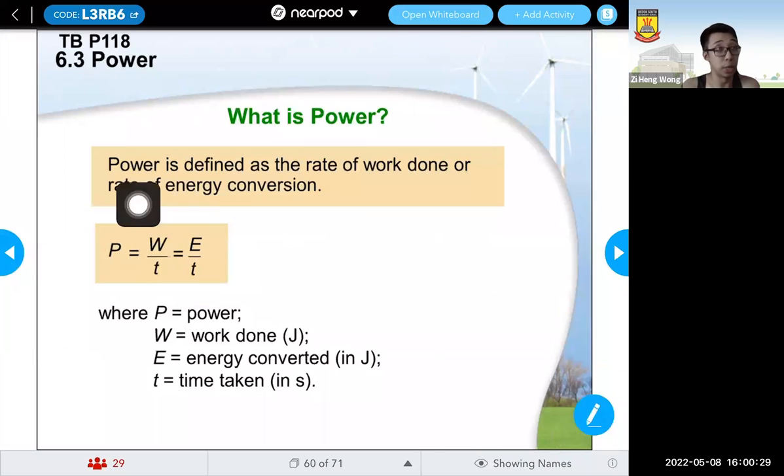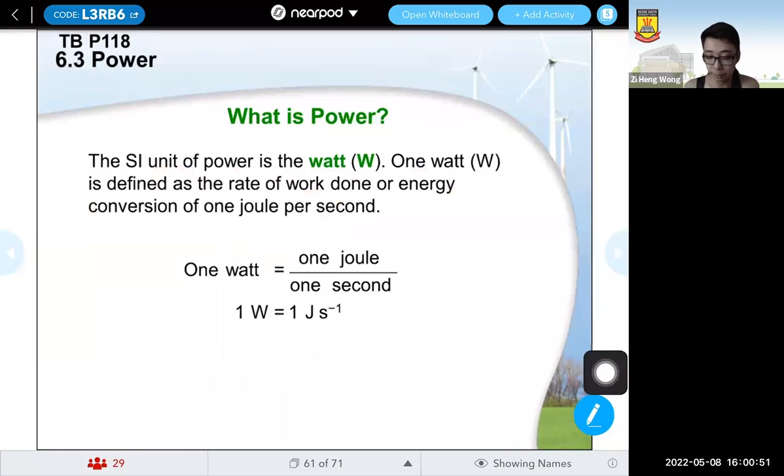So power is defined as the rate of work done or the rate of energy conversion. Rate, we have learned it a few times, means per unit time. So work done per unit time or energy converted per unit time. So W over T or E over T. Okay. Key thing to know is the units. The SI unit of power is watts.